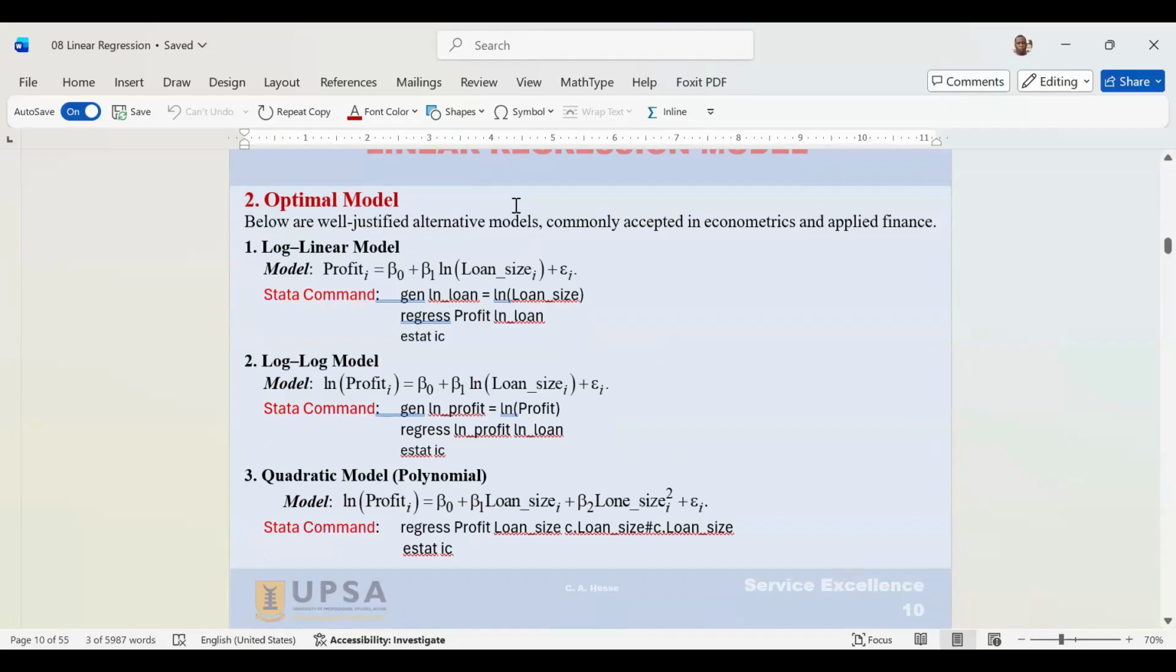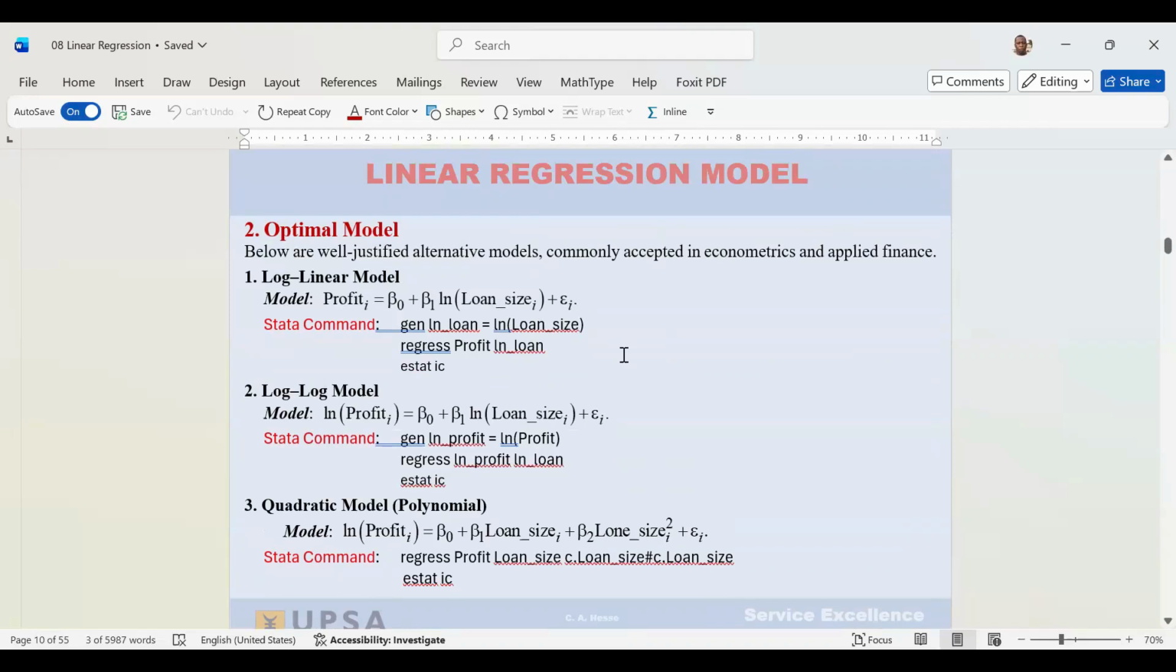So we move to the second part of our analysis. Because this was not linear, we decide to find the logarithm of the loan size. So we model profit against the natural logarithm of the loan size and see whether that will work for us. So that's the first one we have done here.